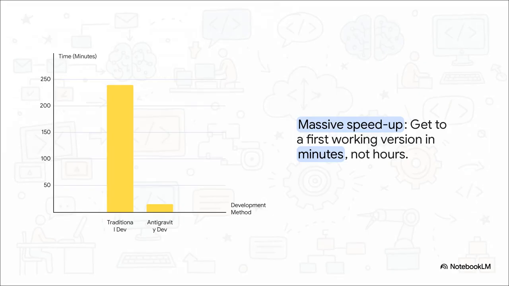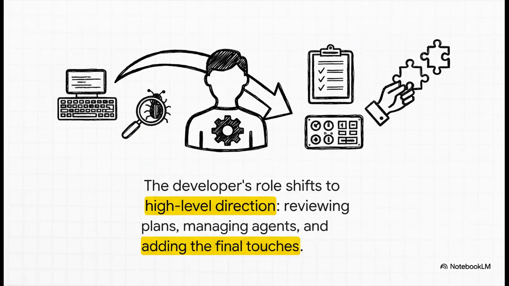And the result of all that automation? Well, it's pretty staggering. We're talking about a massive speedup. A small project that might normally take you hours, with all the setup, coding, and testing, can now be done in just a few minutes to get that first working version up and running. That's a huge difference.